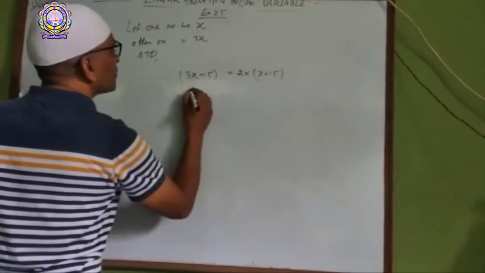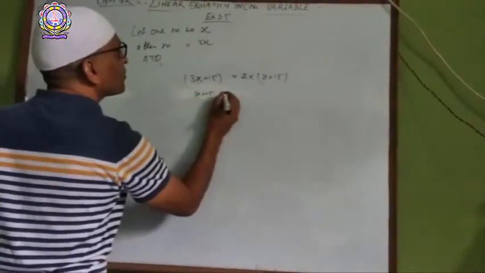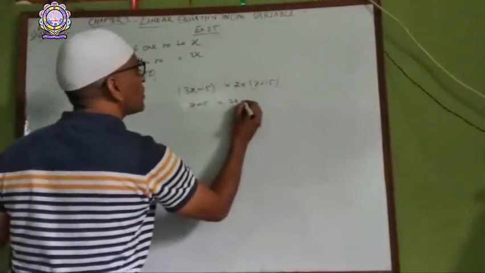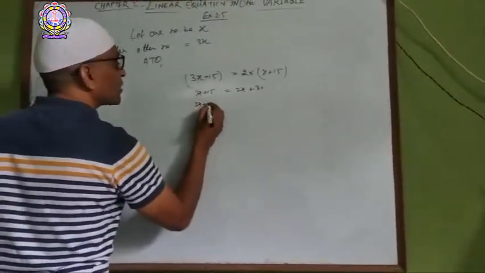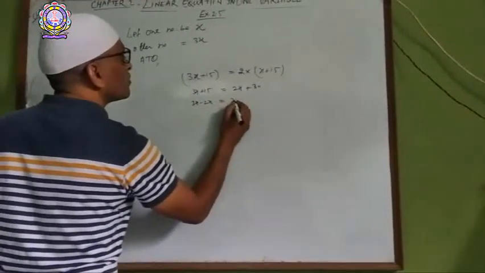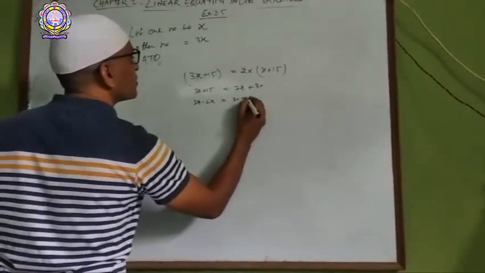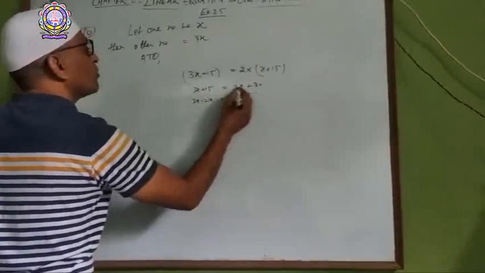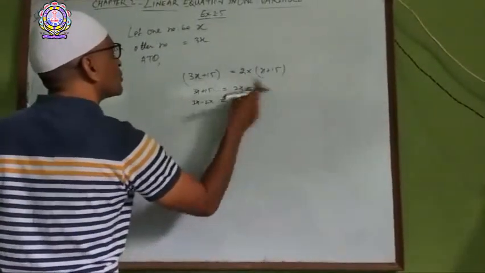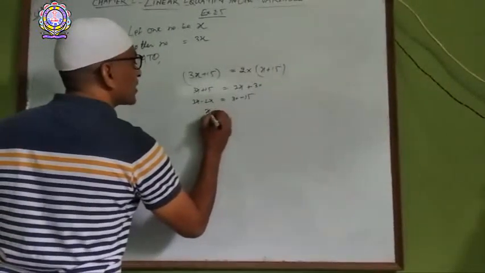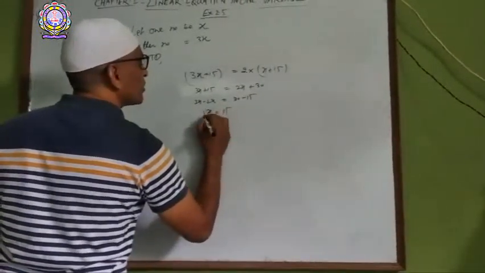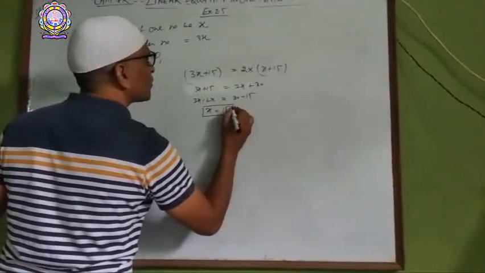Okay, this will give you 3x plus 15 is equal to 2x plus 30, and 3x minus 2x is equal to 30 minus 15. It will be put to the right hand side. Here x is equal to 15. The number is 15.